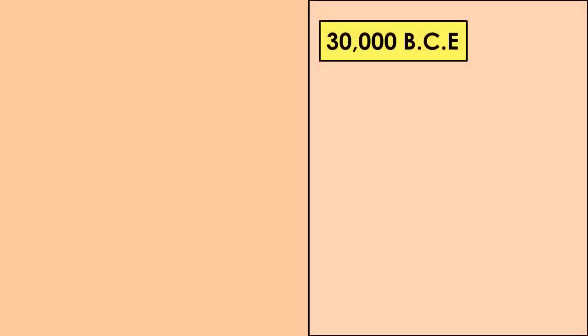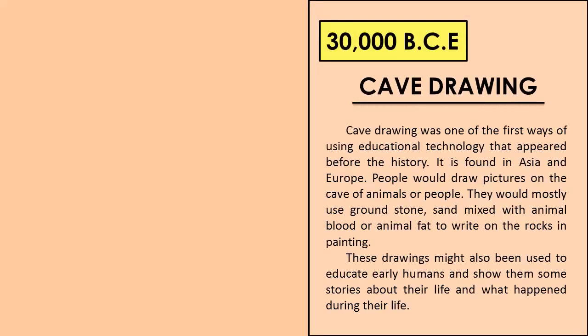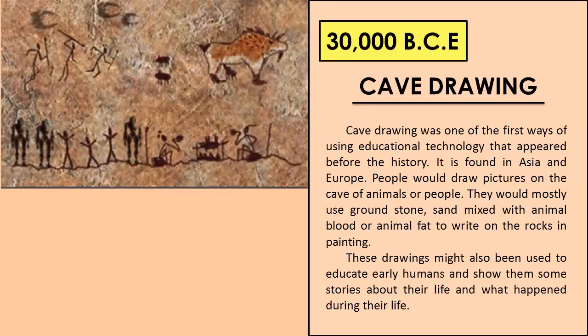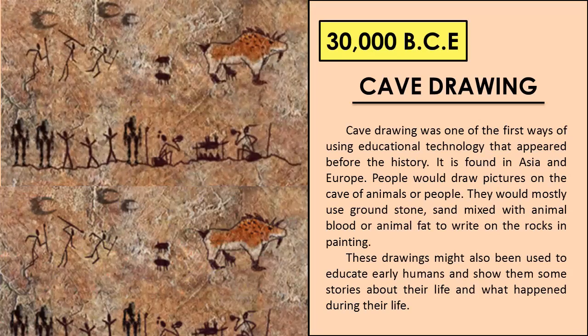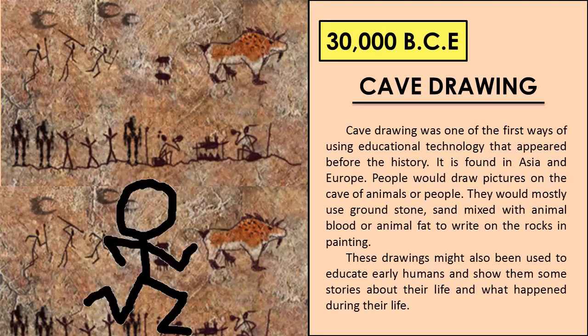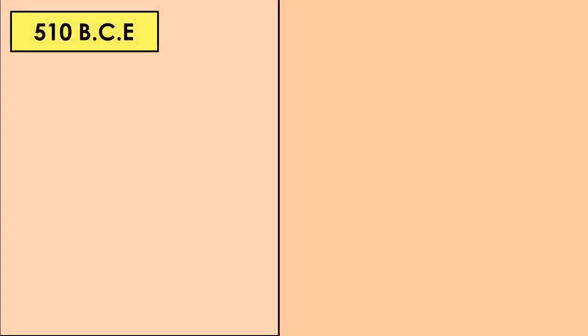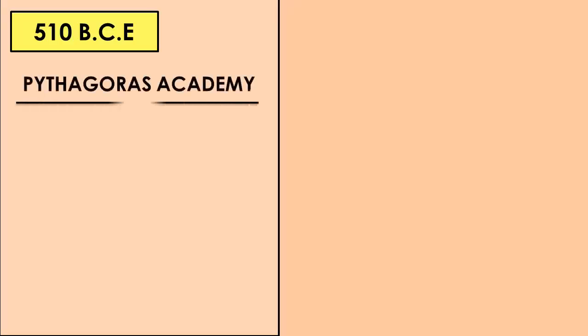30,000 BCE. Cave drawing. Cave drawing was one of the first ways of using educational technology that appeared before history. It is found in Asia and Europe. People would draw pictures of animals or people on the cave walls. They would mostly use ground stone, or sand mixed with animal blood or animal fat, to write on the rocks in painting.